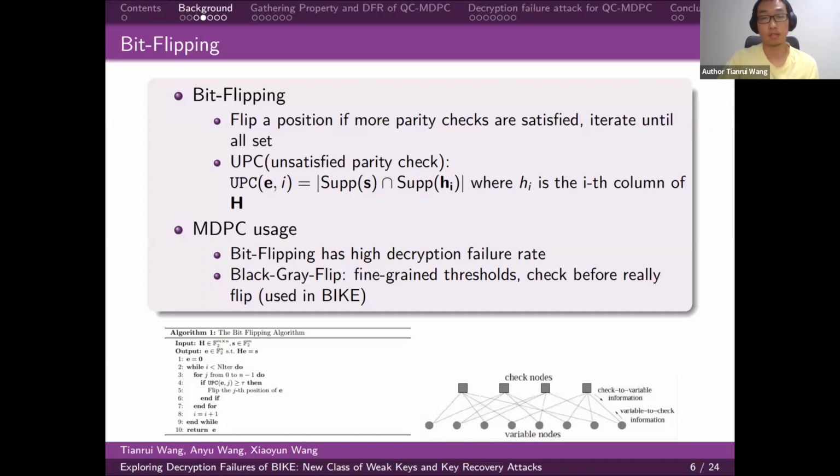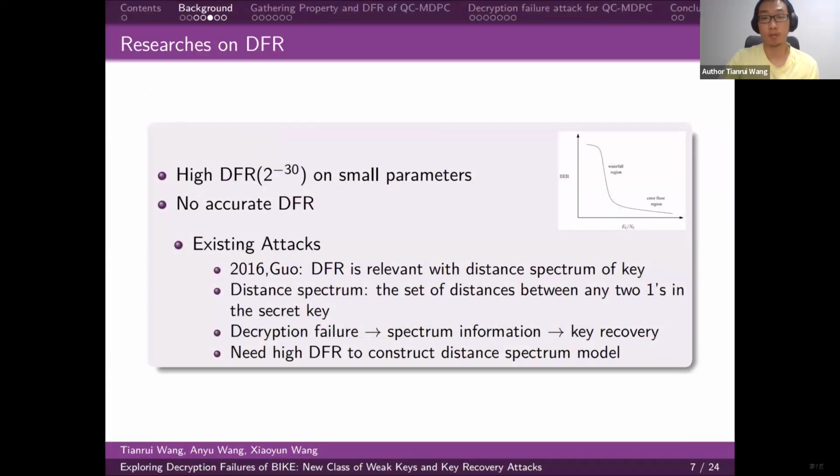This algorithm is relatively straightforward and effective, but it doesn't guarantee success on every occasion, resulting in a high decryption failure rate. Therefore, BIKE chooses a modified version of bit flipping called black-gray flip. It uses fine-grained thresholds and makes smart, careful decisions by checking before flipping. Initially, BIKE's parameters only guarantee a DFR of about 2 to the power of minus 30.